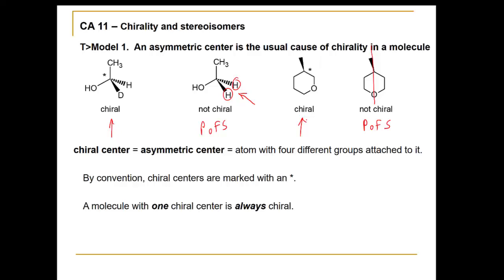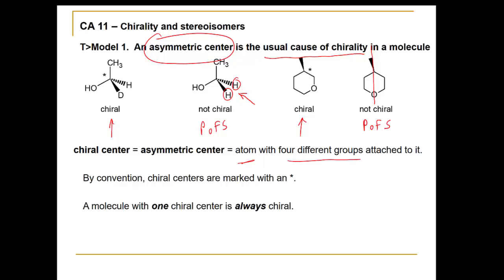Now, as it turns out, the usual cause of chirality for a molecule is the fact that it has at least one asymmetric center. That's also called a chiral center. A chiral center or asymmetric center is a specific example of a stereocenter. A chiral center is an atom that has 4 different groups attached to it. By convention, we'll often represent a chiral center, if we want to show that it's there, with an asterisk.